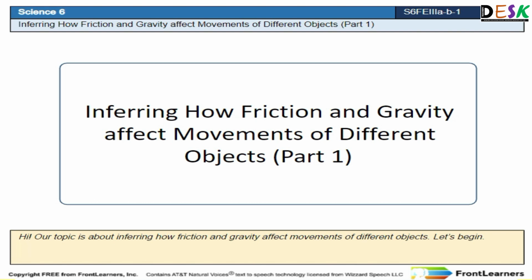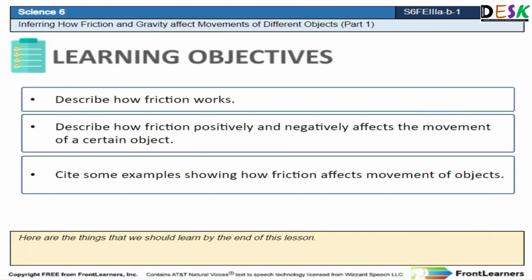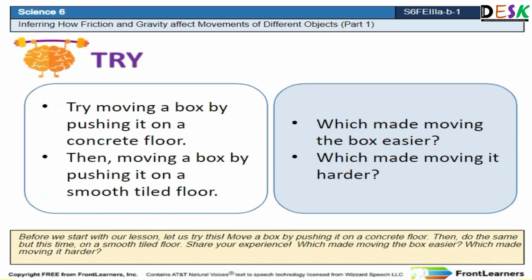Our topic is about inferring how friction and gravity affect movements of different objects. Let's begin. Here are the things that we should learn by the end of this lesson. Before we start with our lesson, let us try this.